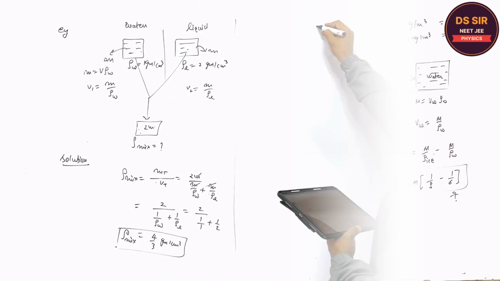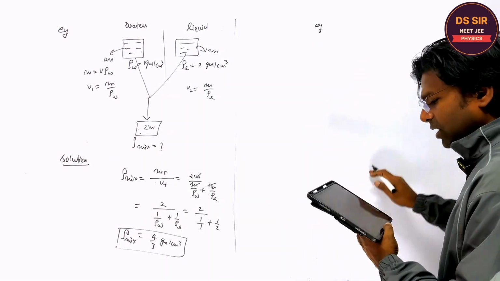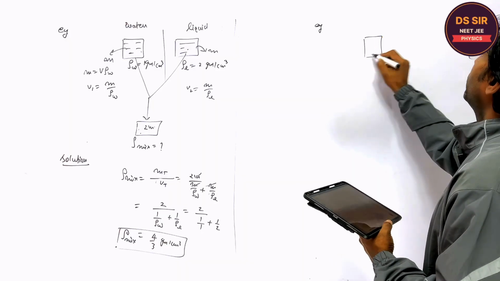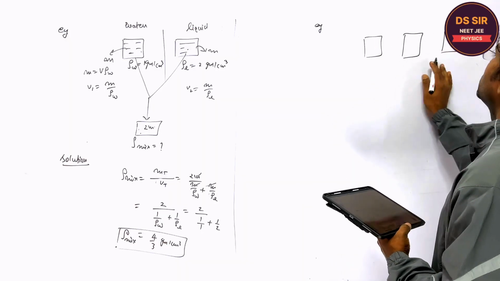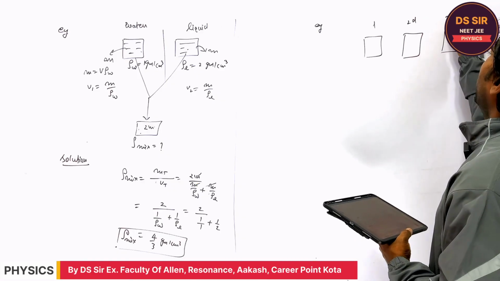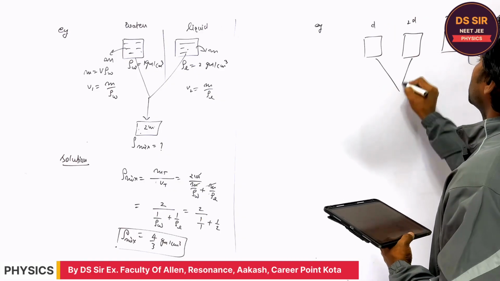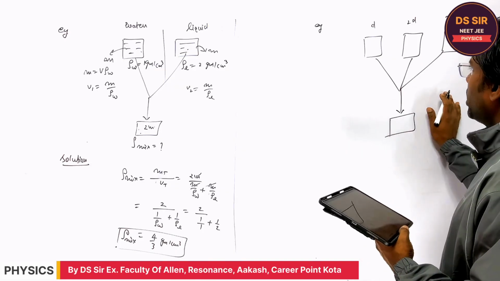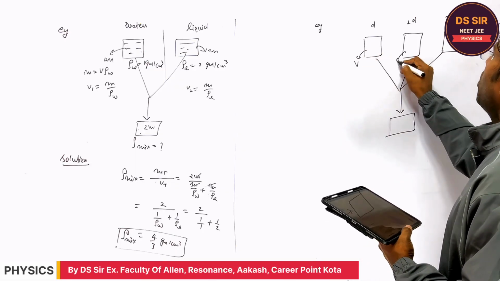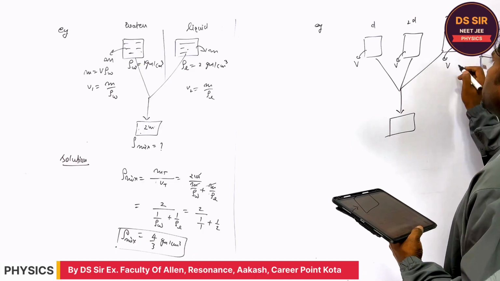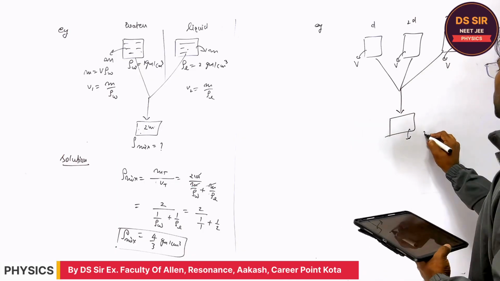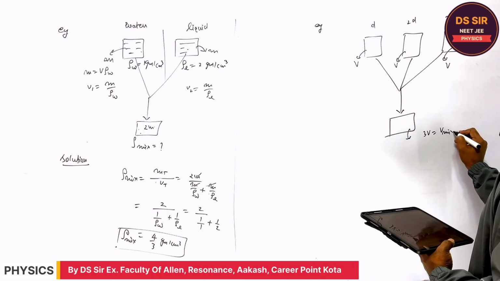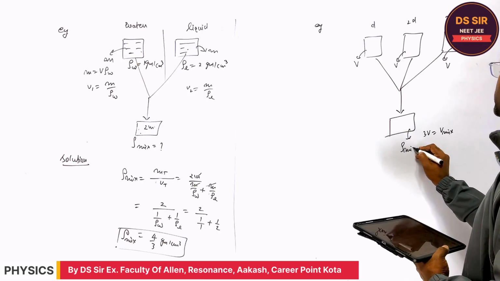Copy this. In the next example, we have three liquids, and their densities are D, 2D, and 3D. Now they are mixed, and the mixture is formed. The volume of each liquid is the same. So what is the volume of the mixture? Say 3V. So you have to find the density of the mixture.